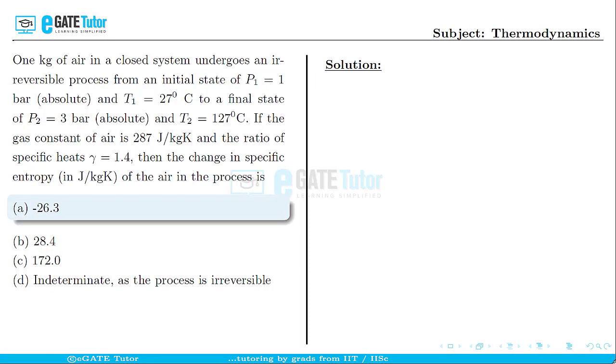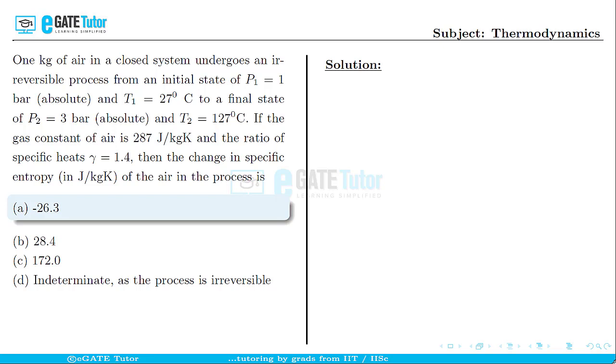The next question is from Thermodynamics for 2 marks. 1 kg of air in a closed system undergoes an irreversible process from an initial state of P1 equal to 1 bar absolute and T1 equal to 27 degrees centigrade to a final state of P2 equal to 3 bar absolute and T2 equal to 127 degrees centigrade.